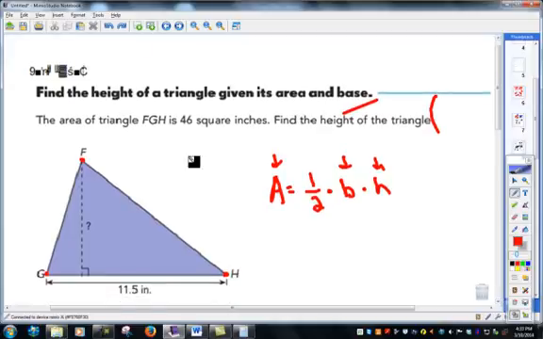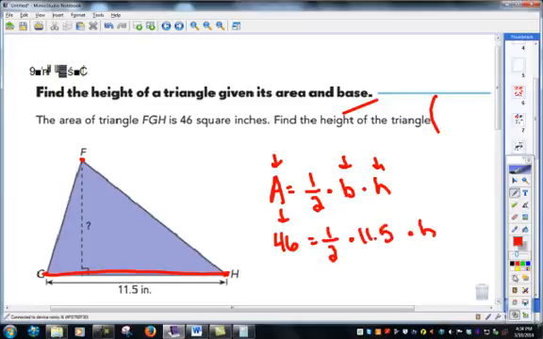Now we're going to plug in what we know. We know that the area of that is 46 square inches, so I'm going to put 46 in for A, because that's what I know, equals 1/2, which is a constant, so I'm not going to ever change that. Now, do I know the base or do I know the height? Well, it really doesn't matter, because the base and height are really interchangeable. But when you think of the base, you immediately think of the bottom of something and what it's sitting on, and that's kind of what this is. So I'm going to put 11.5 times H. That's how I'm going to write it.